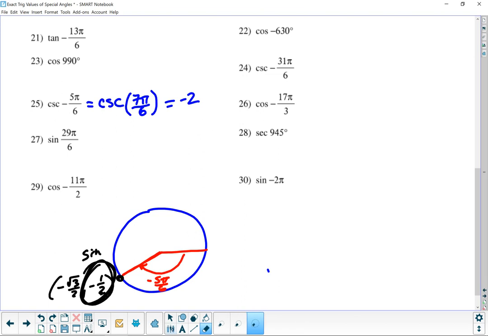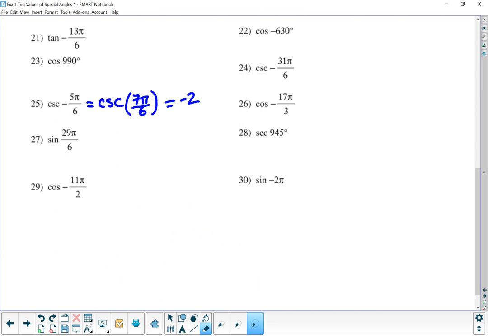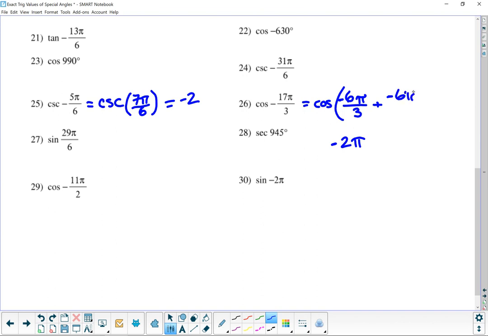26. Cosine of negative 17 pi over 3. I know this one's too big already, so I'm going to have to figure out a couple things. What pi divided by 3 makes 2 pi? What divided by 3 makes 2? This has to be 6. So it'd be a negative 6 pi over 3. And that's only 6 pi over 3, so I need to add another negative 6 pi over 3.